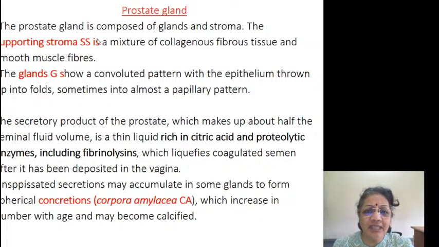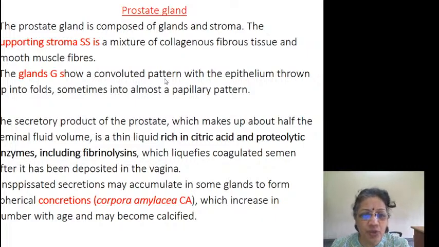So the prostate gland is composed of glands and stroma, and the supporting stroma is a mixture of, again, collagenous fibrous tissue and a little bit of smooth muscle fibers. The fact that there is smooth muscle in the supporting collagenous tissue differentiates the prostate from all other glands. We've seen so many glands so far, and none of them had smooth muscle in the stroma. So if you're seeing smooth muscle in stroma, then it must be prostate gland. Otherwise, all of them are tubulo-alveolar glands, compound racemose glands. So this becomes a differentiating feature.